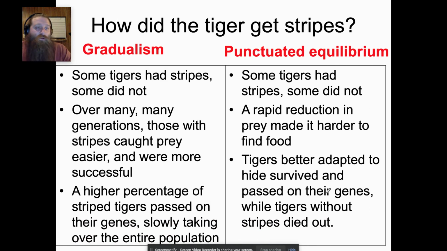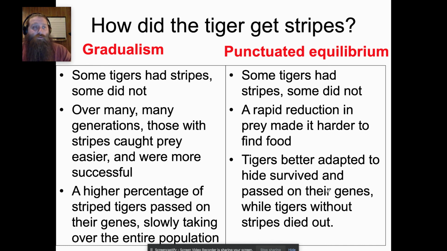So what can we do as far as an example of that? Well, let's look at how the tiger got its stripes. Is it gradualism or is it punctuated equilibrium? So let's look at the gradualism side. Some tigers had stripes, some did not. We had a cat species, some with striped bodies, some that didn't. Over many generations, the ones with stripes were able to catch more prey. They were able to catch prey more often. It was easier for them, so they were more successful. Since a higher percentage of striped tigers are being successful, they have a better chance of passing on their genes, and slowly but surely, all of the tigers ended up with stripes.